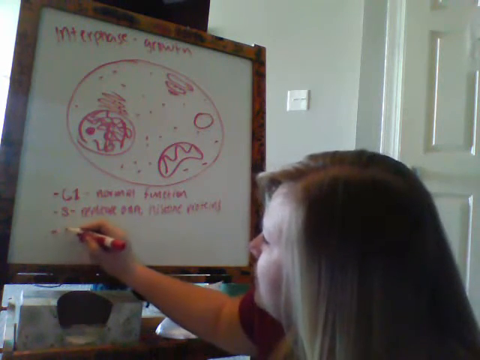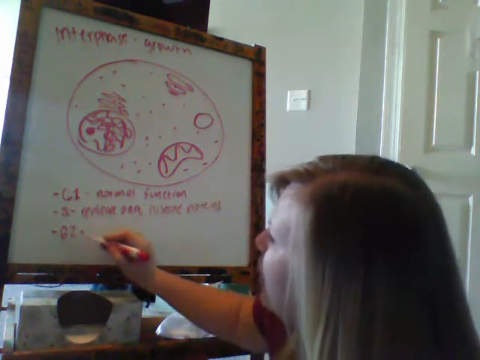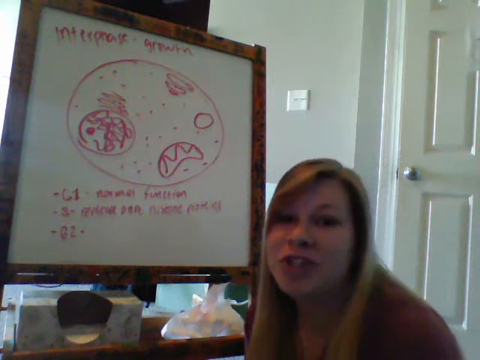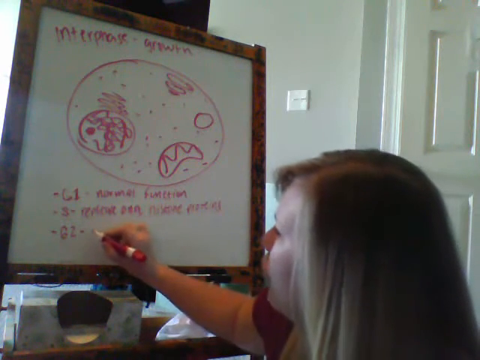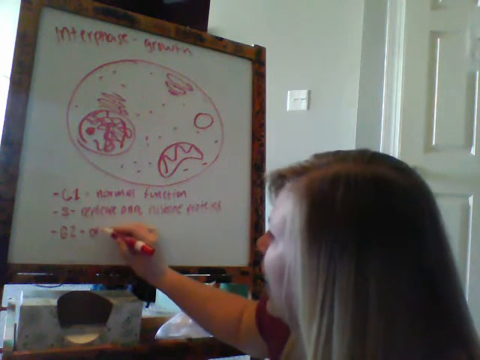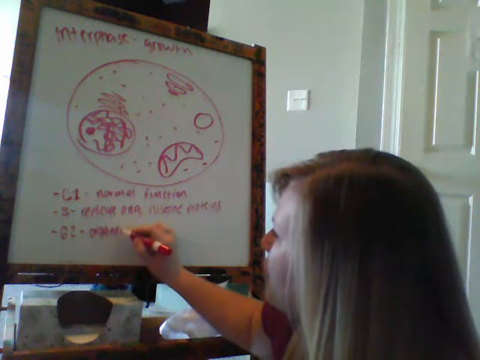After S phase, we have phase G2, which is when the cell gets ready for division. And so all of our other organelles are replicated, and we kind of just get ready to divide sooner or later.